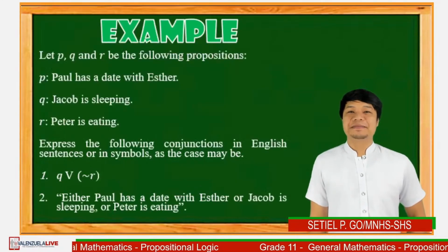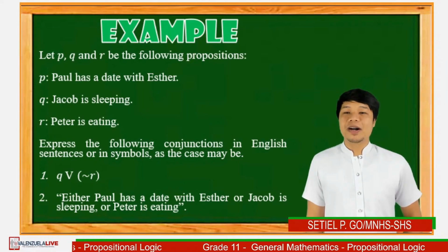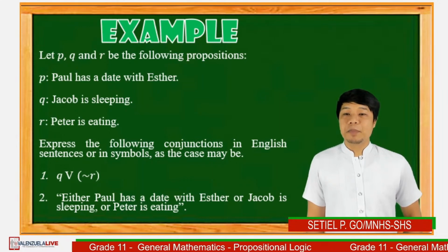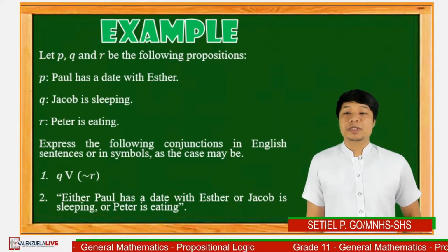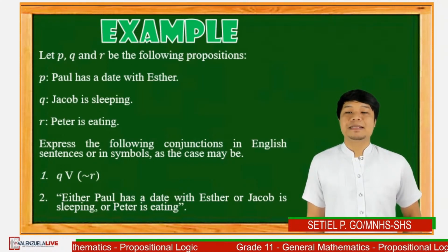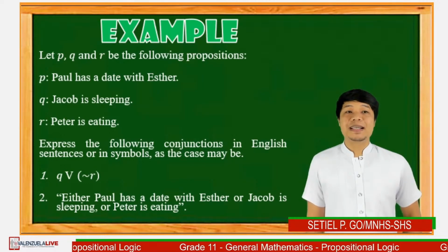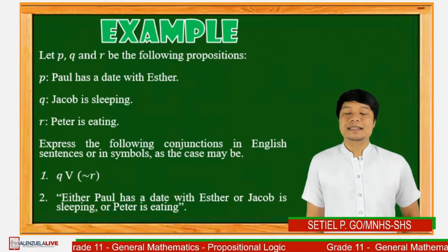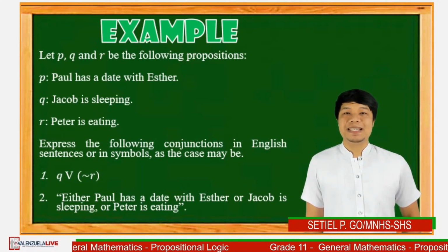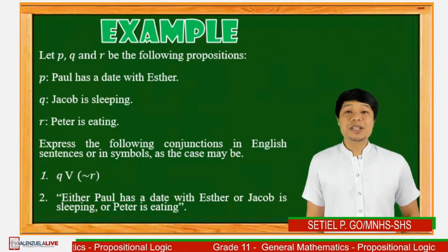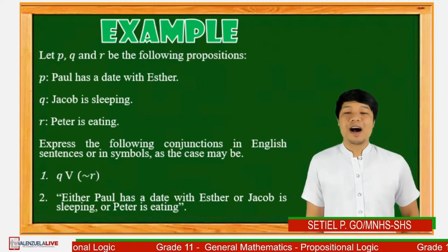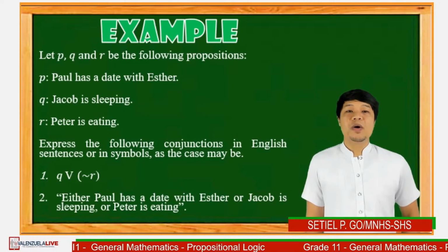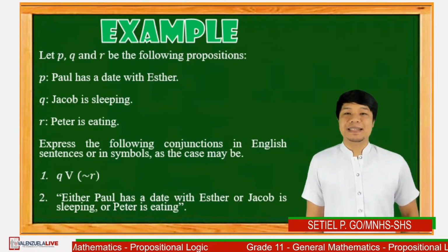Let's have an example. Let P, Q, and R be the following propositions. Proposition P states that Paul has a date with Esther. Proposition Q, Jacob is sleeping. Proposition R, Peter is eating. Express the following disjunctions in English sentences or in symbols as the case may be. Number 1, the disjunction of Q and the negation of R. Number 2, either Paul has a date with Esther, or Jacob is sleeping, or Peter is eating.